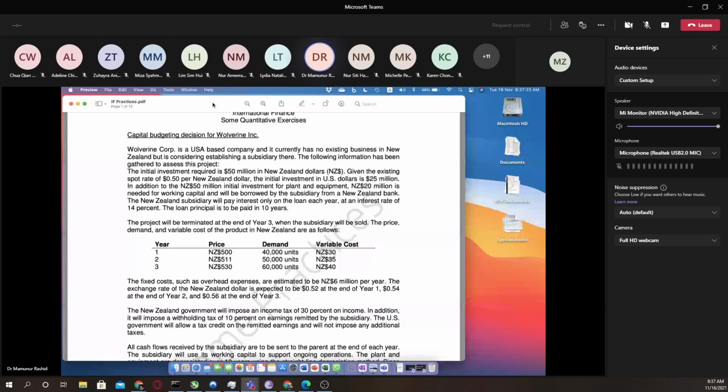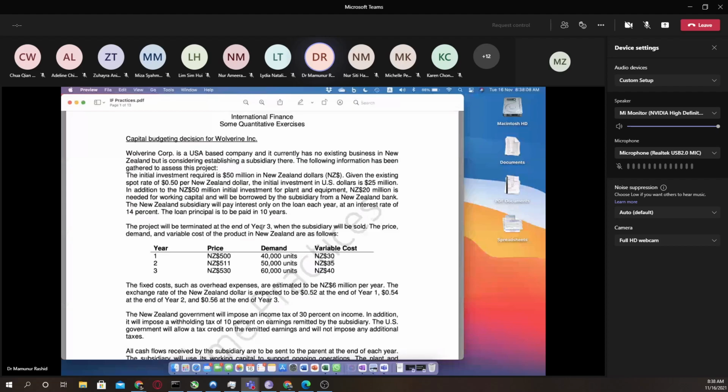In the test, you will have 2 questions. One is from capital budgeting, the other one is from the hedging solutions, and you will have to answer 1 question. Let's go with this first, and if you have any question on the test, you can email me. I'll try to answer those questions as soon as I can. Our test is next week, so you will have 1 week to prepare yourself.